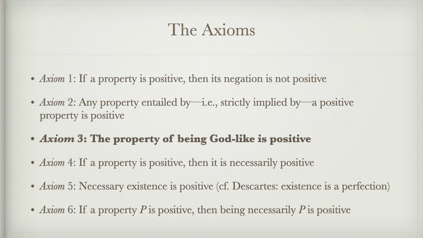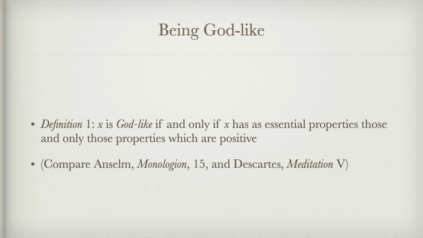So the third axiom says that being godlike is a positive property. Well, that makes sense. Better to be God than not to be God. It's good to be God. But let's think exactly about what it is to be godlike. Gödel gives us a definition of the term godlike. Something is godlike if and only if it has as essential properties all and only positive properties.